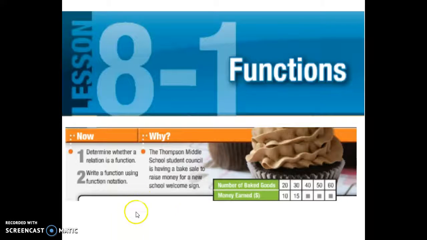Alright, we are going to chapter 8, last chapter of the year, and we are doing functions. A function is a relation that you put in a value and you get out a value. Sometimes the same value, sometimes it's different. But it's a special relationship where you put in one number and you get one number out. Okay? It's kind of like a machine. You put something in and it's going to transform it into a different number.